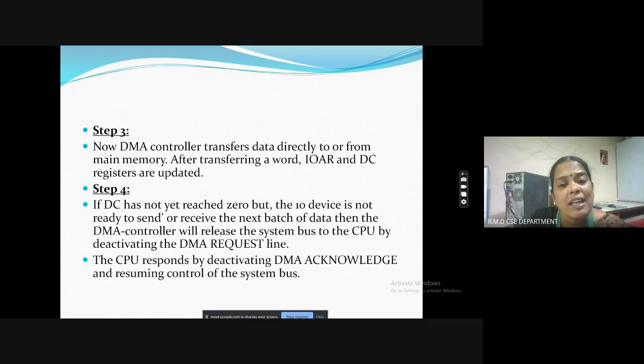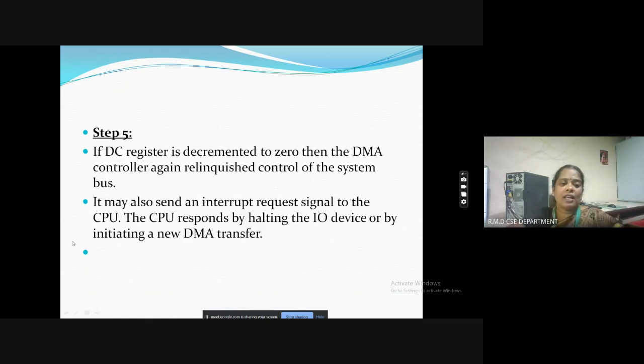In step 3, the transfer of data from or to the memory takes place. In step 4, after the complete transfer is finished, the DMA request line is deactivated. The CPU responds with acknowledge and returns to the system bus. In the last step, the DC, the DMA controller register, is decremented to 0 so that it gives control to the system bus. It completes the transfer, and it may also send an interrupt request signal to the CPU. The CPU responds by calling the IO device or initiating the next transfer.